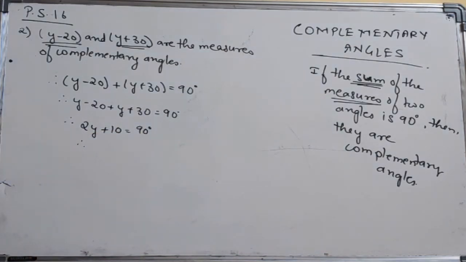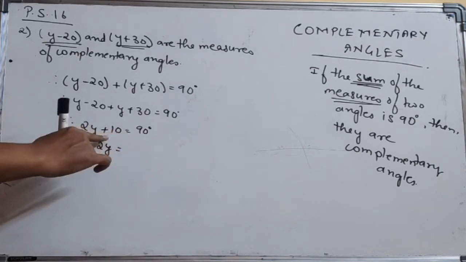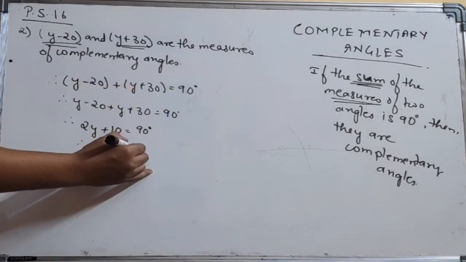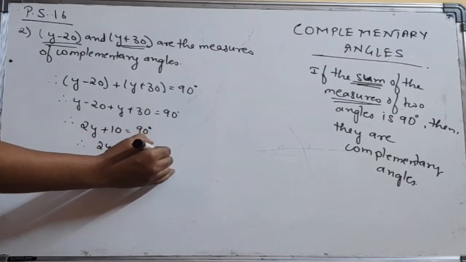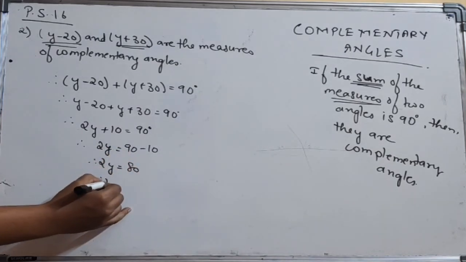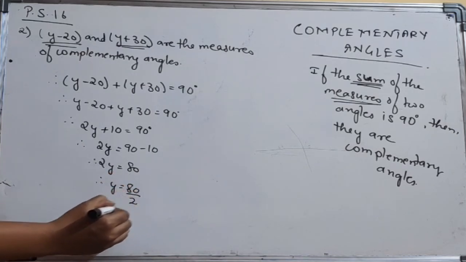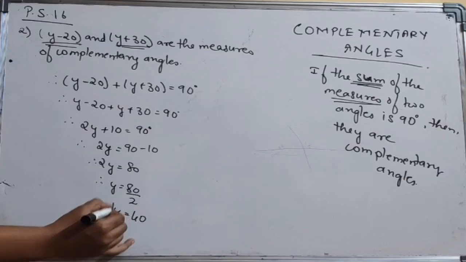I'll keep the numerals on one side and the variables on the other hand side. Anything that has an alphabet or a variable, I'm going to keep on the left hand side, and anything which is a constant, I'll take on the right hand side. So I keep 2y over here, and this constant term I'm going to take to that side. So 90 minus 10 gives 2y equals 80. Therefore y is equal to 80 upon 2. Therefore y is equal to 40.